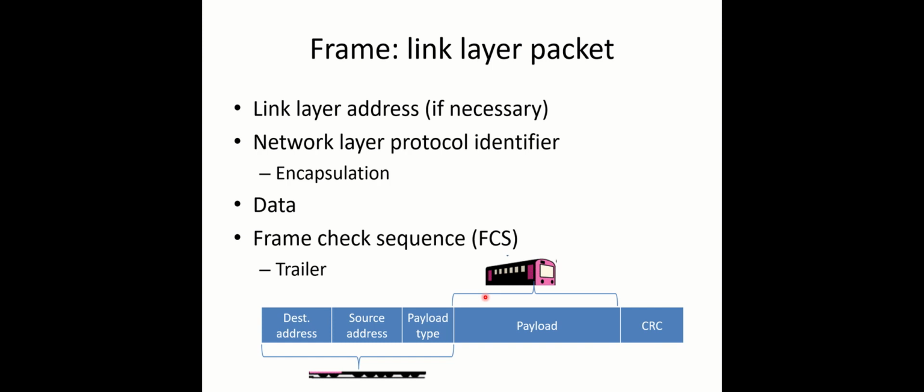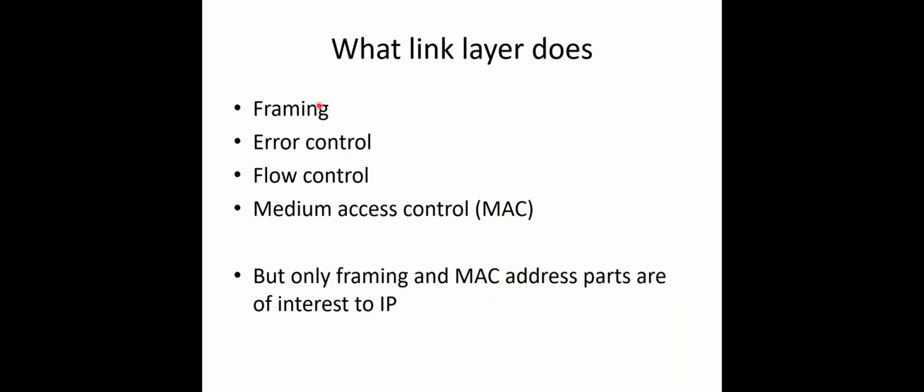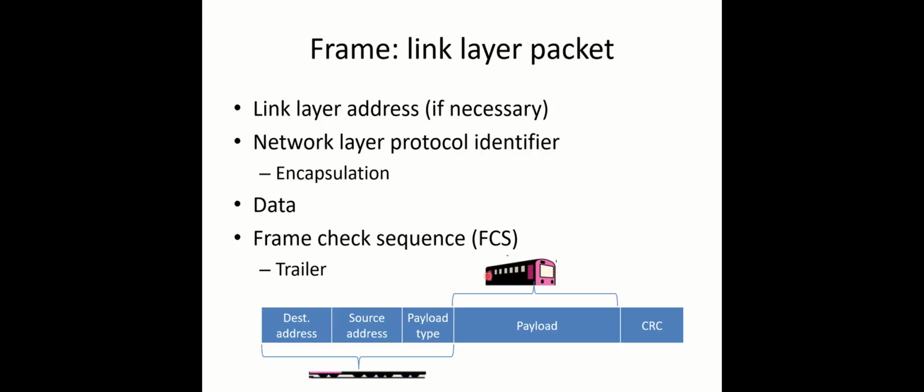Let's talk about the framing first. Among the framing and MAC, let's talk about the framing first. In case of shared medium, I said that MAC addresses are of interest to IP. And here is one example of link layer frame, which is from the Ethernet.